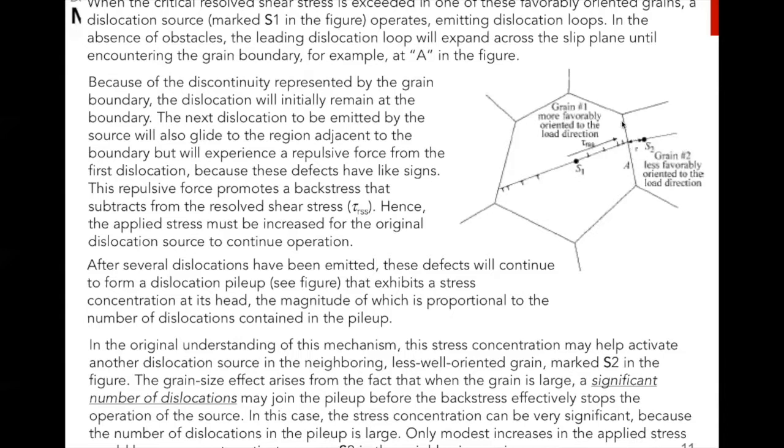You can get 90% there if you just think that the slip planes and slip directions in grain A are not well aligned with the slip planes and slip directions in grain B. So what happens? They pile up, right? So this dislocation pileup at the grain boundary gives us a stress concentration, right? That stress concentration eventually gets large enough to activate a source in grain 2 here, right?